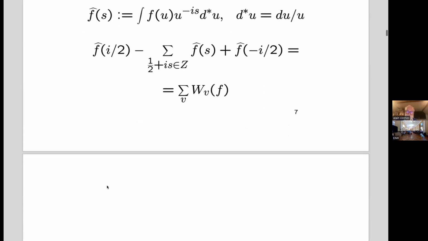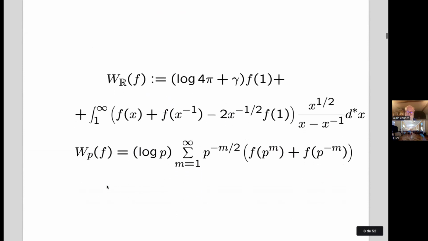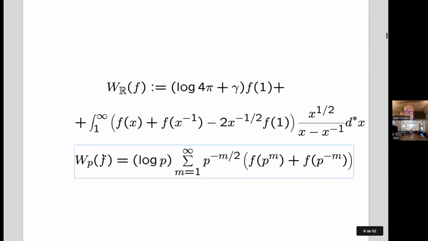And this is the real place, or the Archimedean place, or the infinite prime. And these contributions are explicitly computable. The contribution of a prime is quite simple. It's given for each prime p by log p, which is in fact the length of a periodic orbit, times the sum of the evaluation of the function on the powers of the prime.